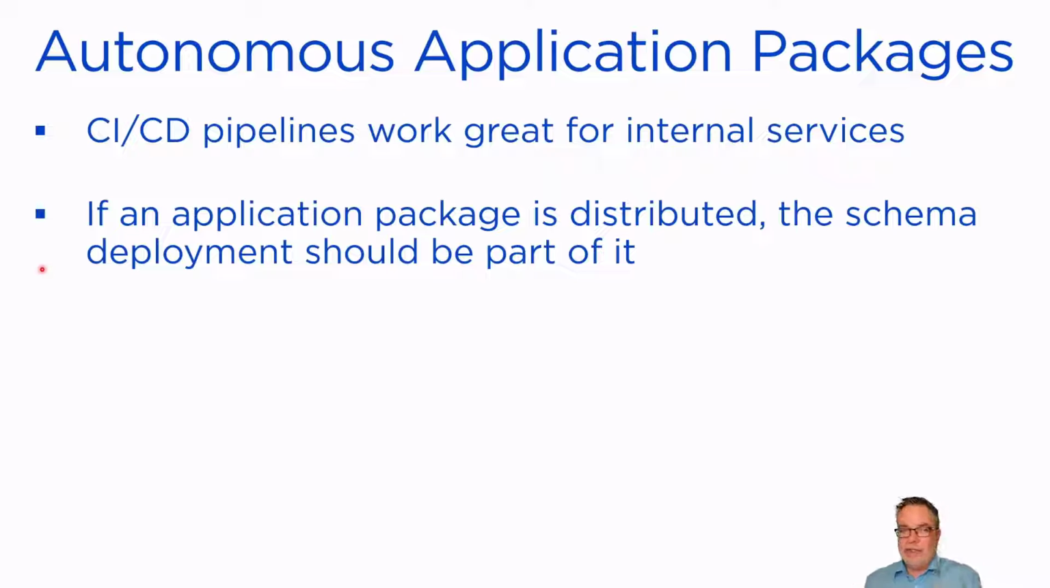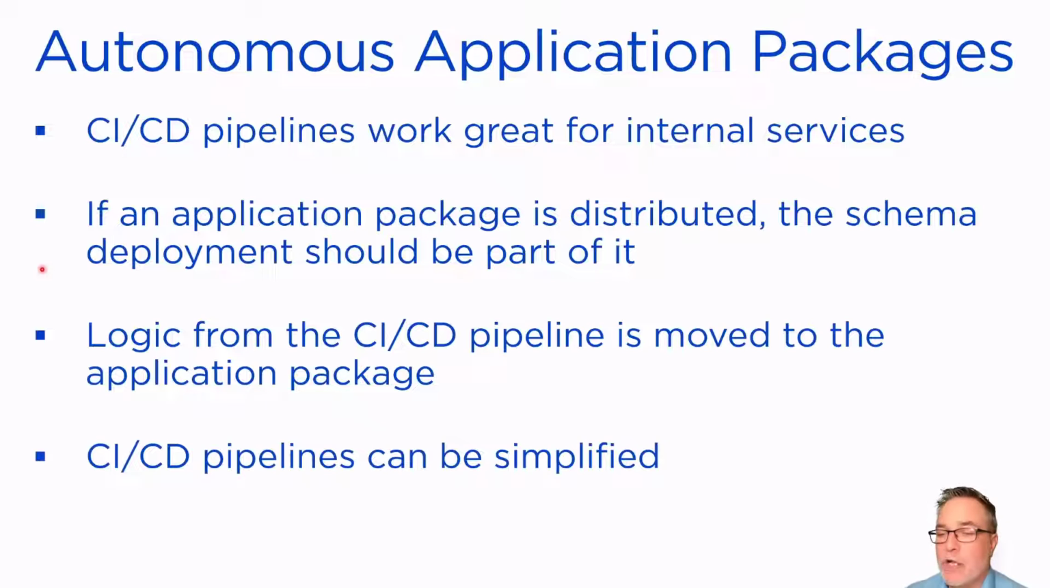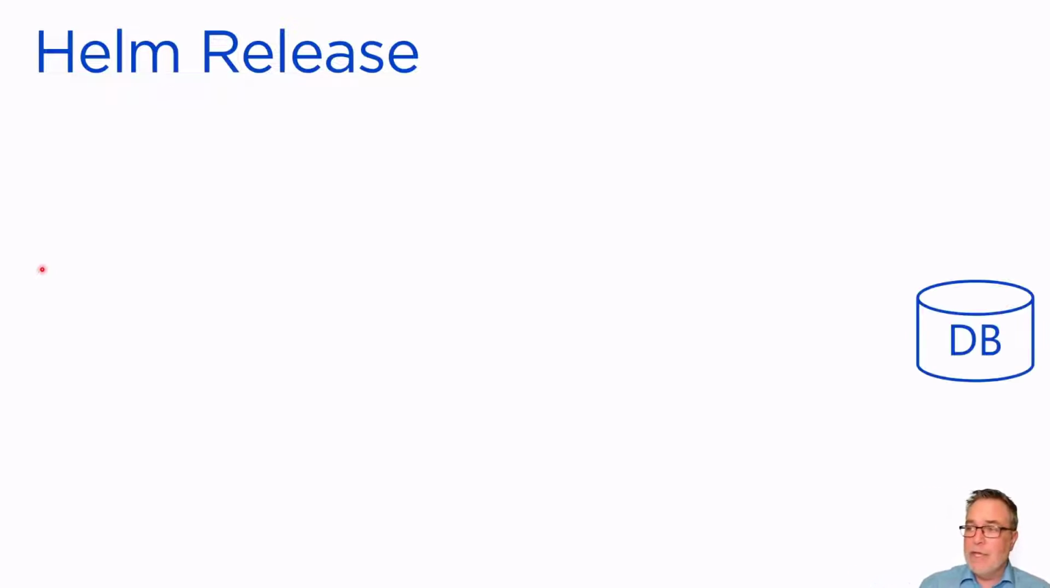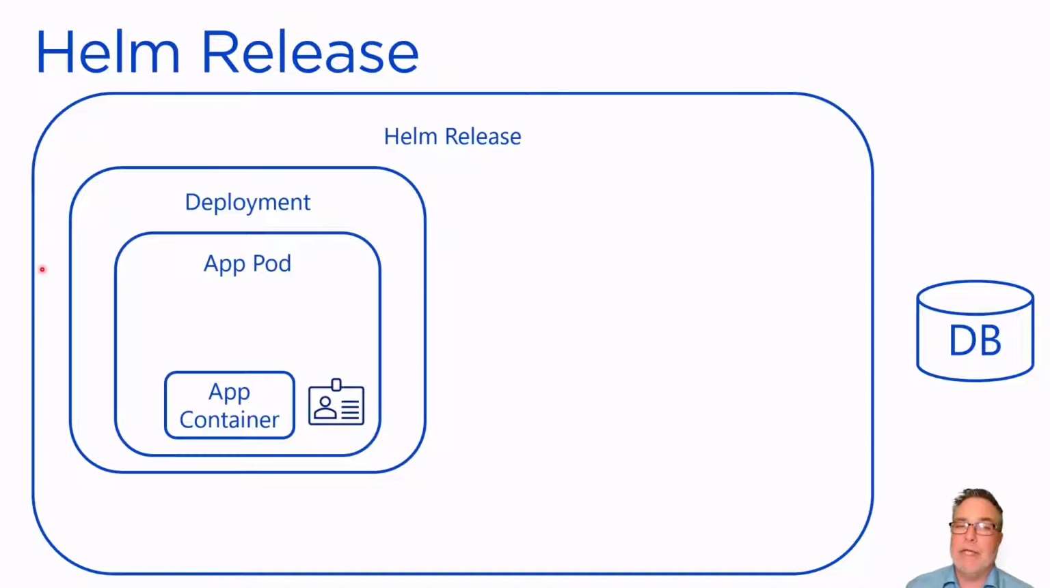It's about shifting this database deployment logic from the pipeline towards the application package. So we move basically just the CI/CD logic towards this application package and execute it, and have a much more simplified CI/CD pipeline. So how does this work? Let's have a look at a potential Helm release we're doing. So we have our database and we would like to deploy our application via Helm package in Kubernetes. So to do so, we have a deployment. The deployment creates our pods, and inside our pod, we have our application container.